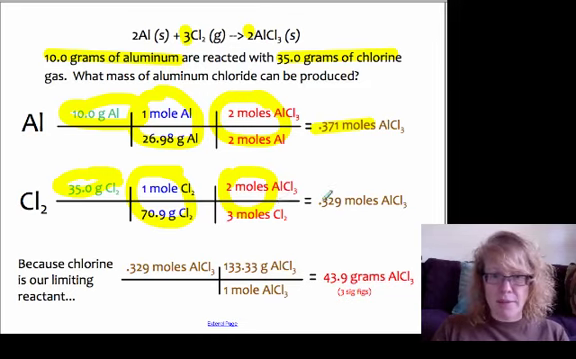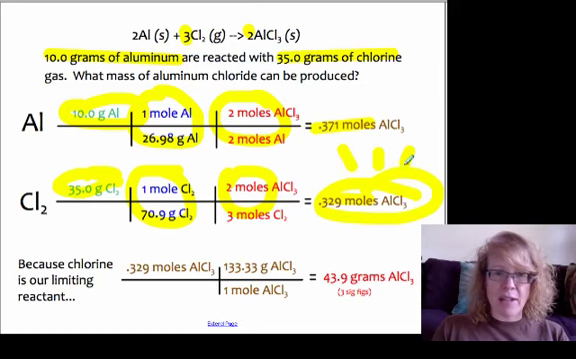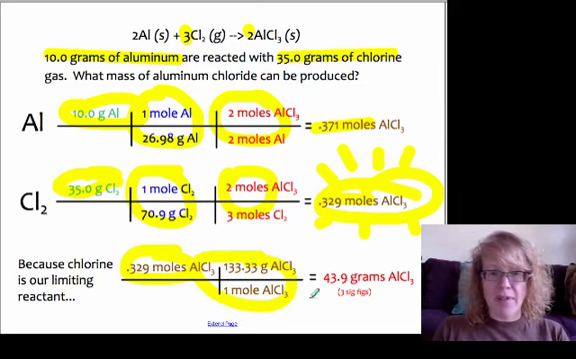And here are our 2 answers. So if we just look at aluminum, we could get 0.371. If we just look at chlorine gas, we could get 0.329. This one is our lower number, so that's the one that we want to take a look at for our next bit. Chlorine is our limiting reactant. So here's our next part. Last step, we take our lower number, and again, one more time, we convert moles to grams, because our last answer was in moles, and our final answer here is 43.9 if you look at 3 sig figs.